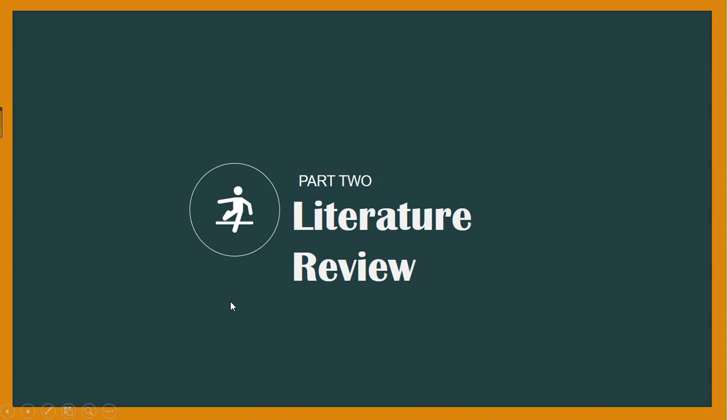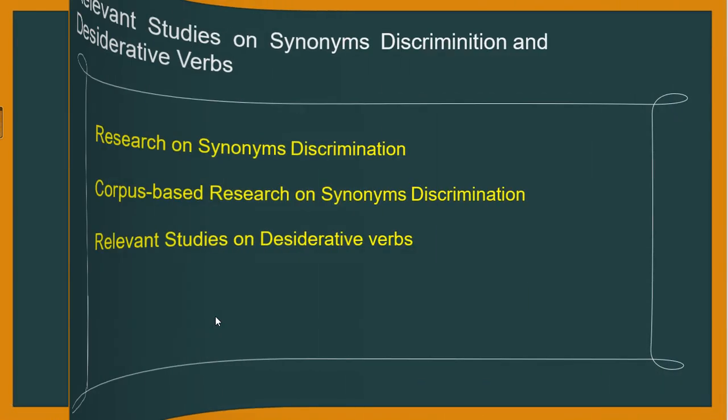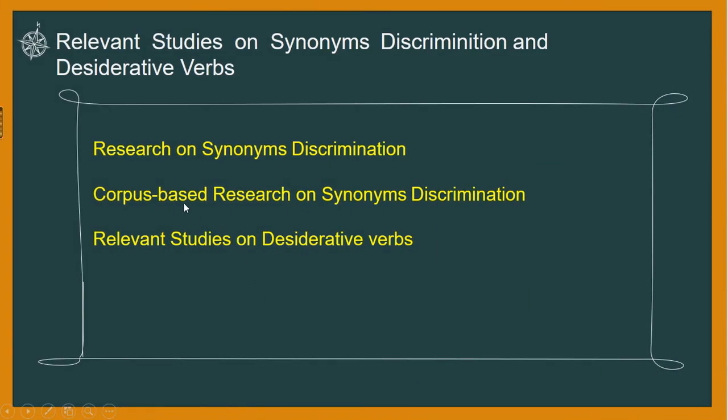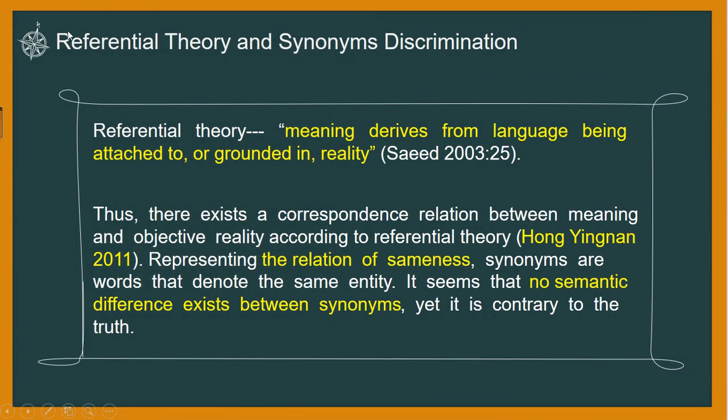Now let's come to part 2, literature review. Specifically, 3 aspects are mentioned in this part: research on synonyms discrimination, corpus-based research on synonyms discrimination, and relevant studies on desiderative verbs. So first, let's look at referential theory and synonyms discrimination.